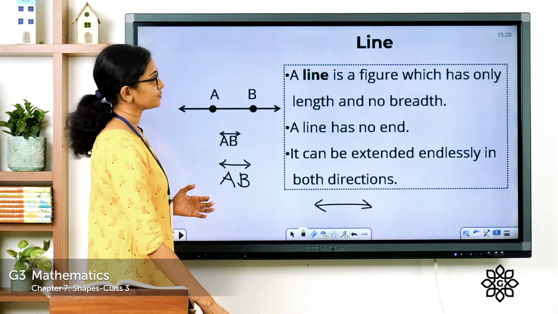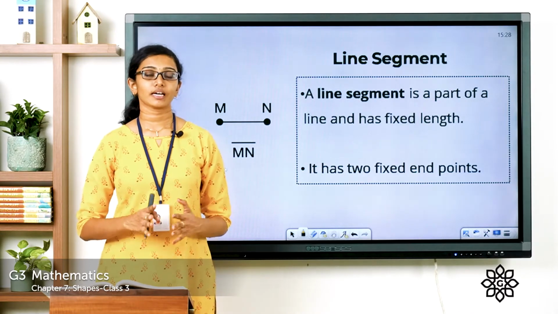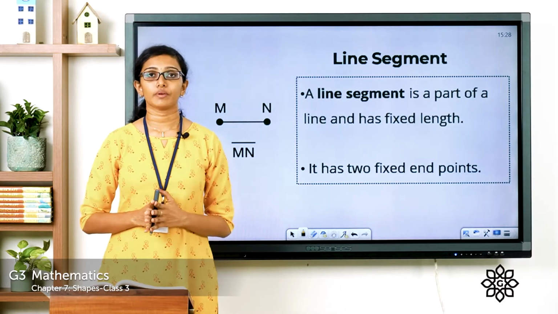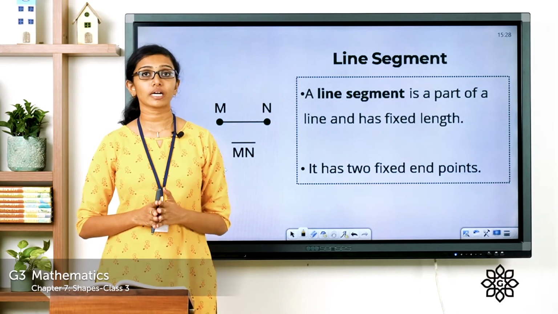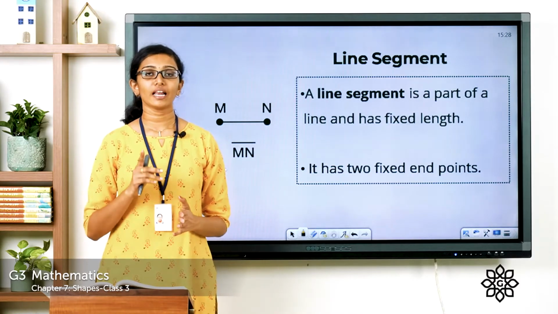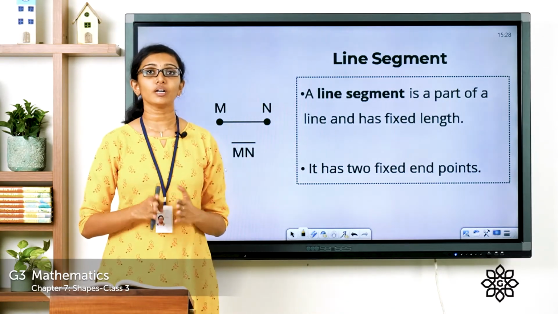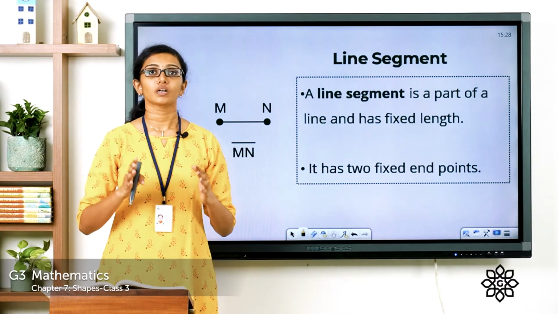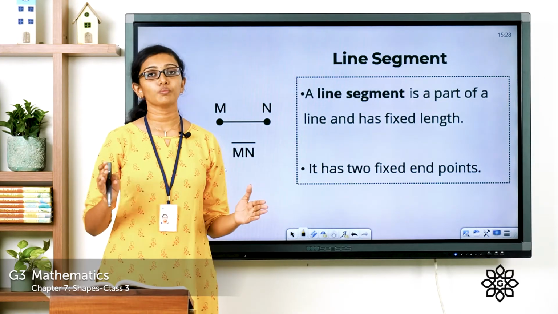Clear? Now, let's see what is a line segment. So, a line is something that extends endlessly, or something that extends without any limit. Hence, we cannot measure the length of a line. But what if we consider a part of that line? So, that part of a line is called a line segment. A line segment is a part of a line and it has got fixed length. It has two fixed endpoints as well. Since we are considering a part of a line, it will have two endpoints on both sides.